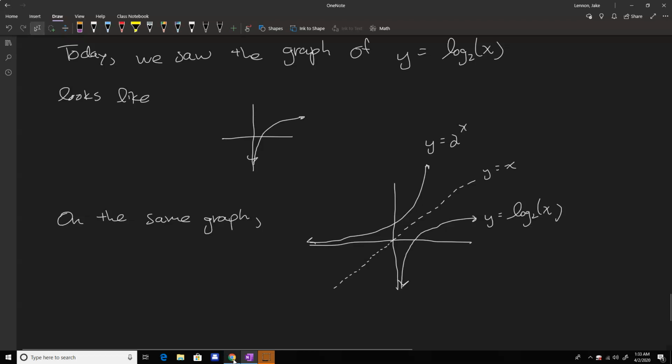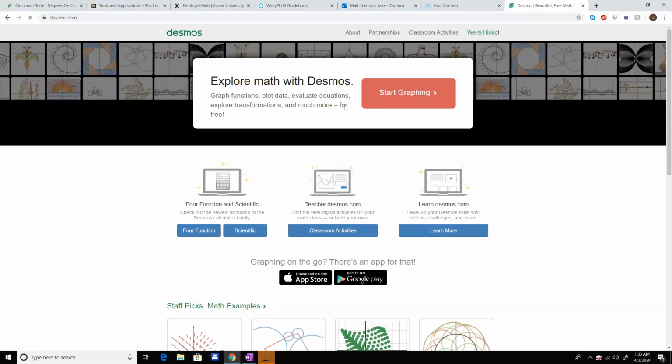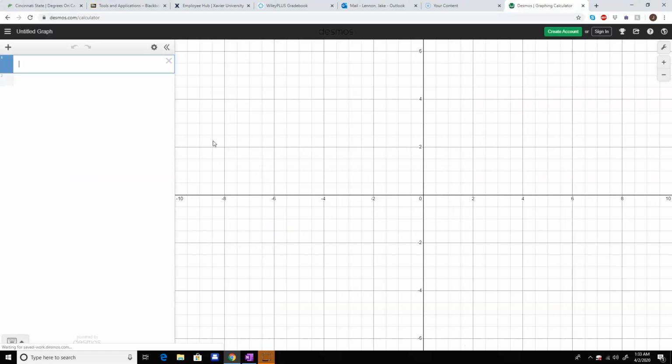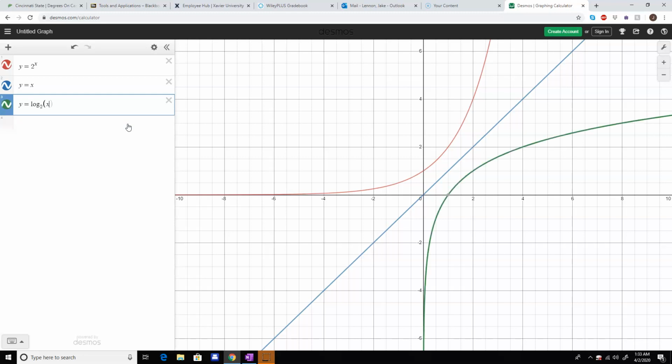Why don't we look to Desmos, so we can see a little bit nicer picture. If we graph y equals 2 to the x, we get that graph. If we do y equals x, we have the 45-degree angle line, and if we do y equals log base 2 of x, we get the other line there. So we see that, in fact, they are just reflections through that line. If you flip them over about that 45-degree angle line, you get the same graph either way.